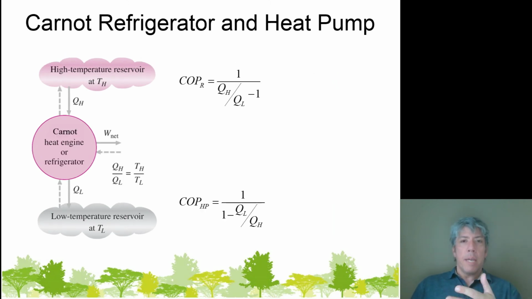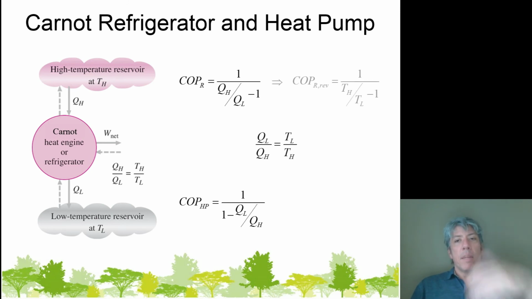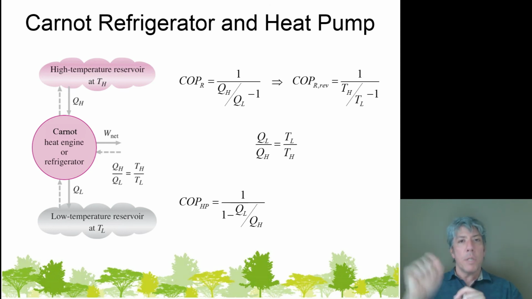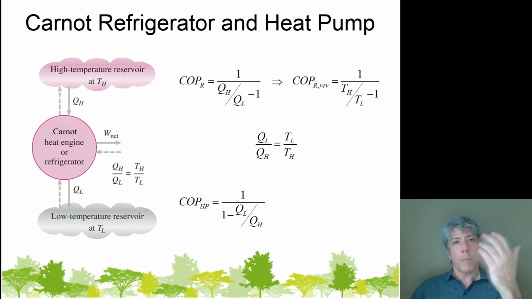For refrigerators and heat pumps, considering a Carnot refrigerator or heat pump, in other words, a reversible heat pump or refrigerator, we can play the same game where QH over QL equals TH over TL, make the substitution in our coefficient of performance equations, and find the maximum coefficients of performance. In other words, if you work for Trane or Carrier or any of those big companies, and you're trying to figure out what's the best refrigerator or heat pump I can make, well, here's the equation for the best refrigerator. It depends on the temperatures, right, that you're trying to work between.